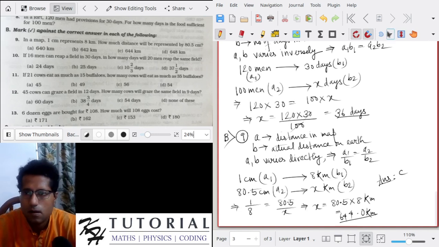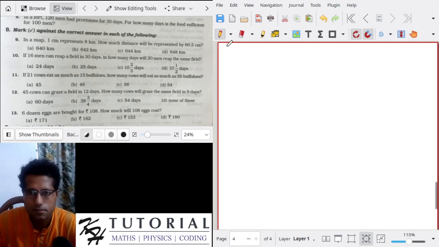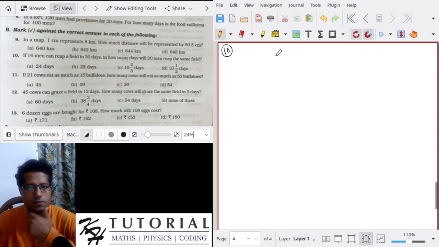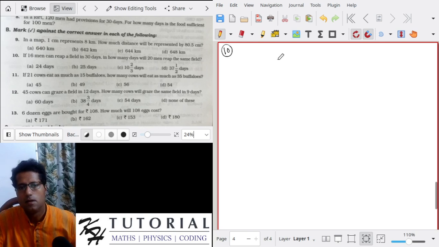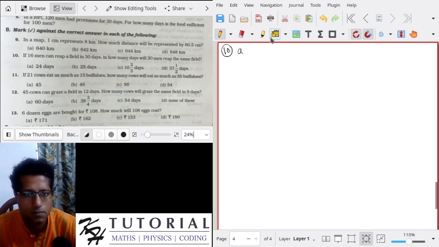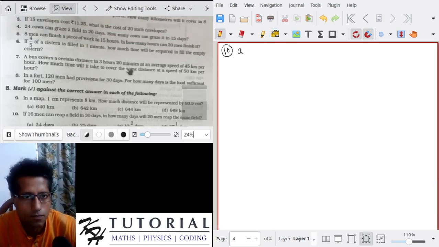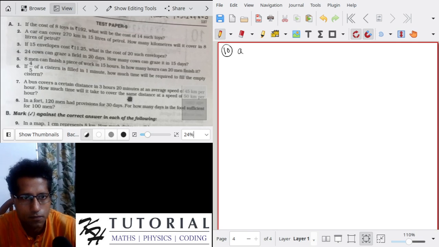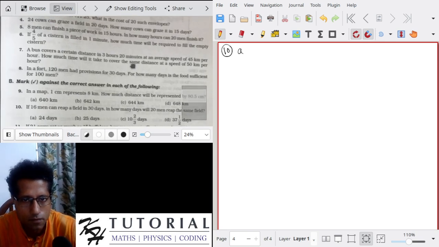Okay, let's do question number 10. Question number 10 says that if 16 men can reap a field in 30 days, in how many days will 20 men reap the same field? So we already did a similar problem. I guess the problem was reap a field. Almost similar to problem number 5 from section A.